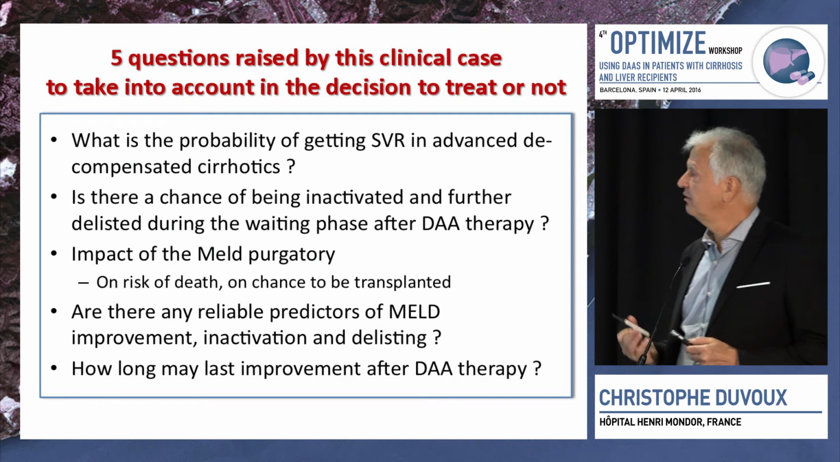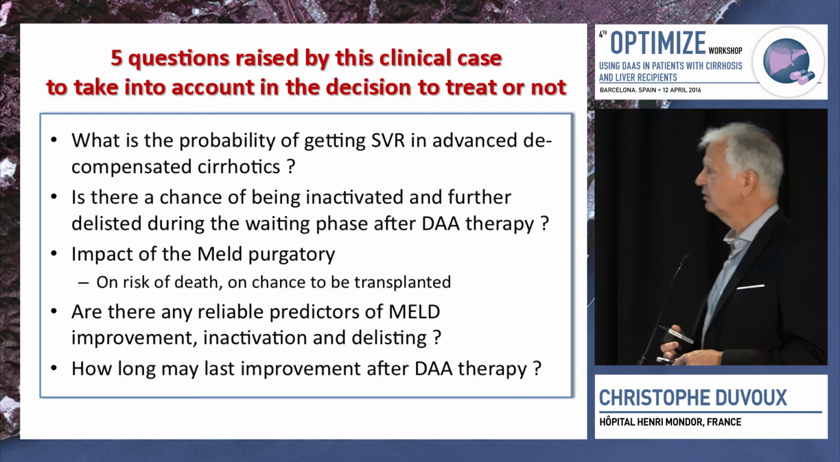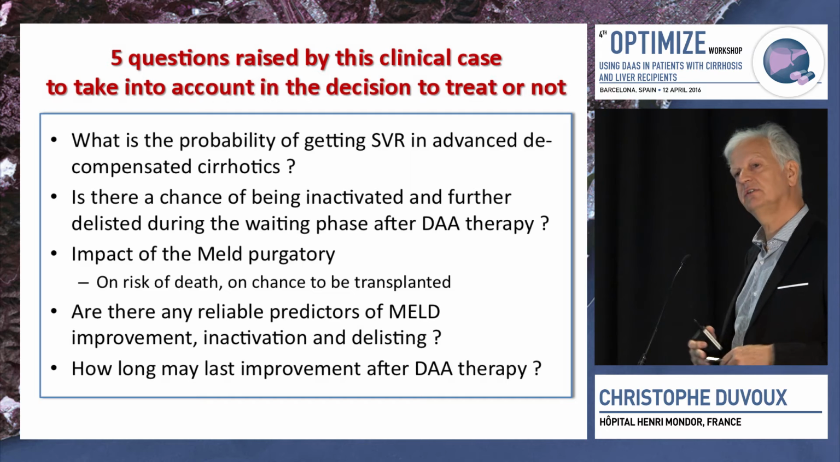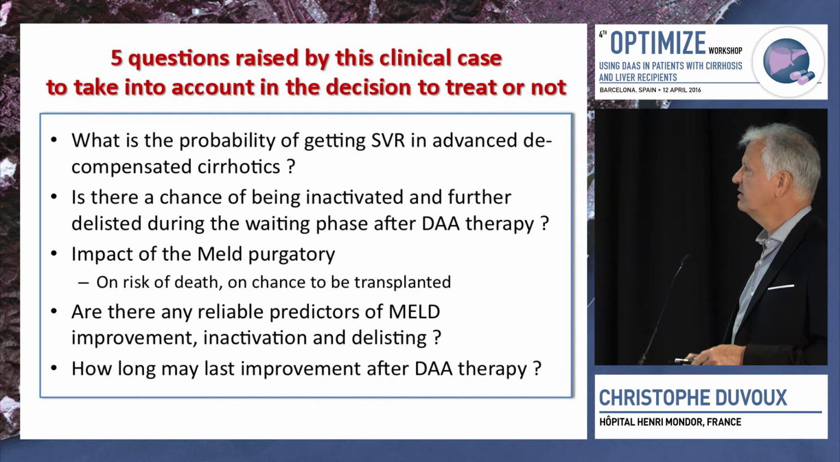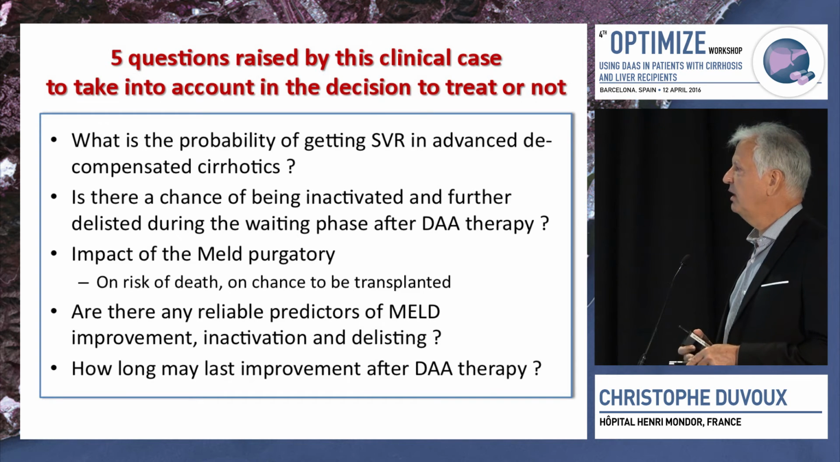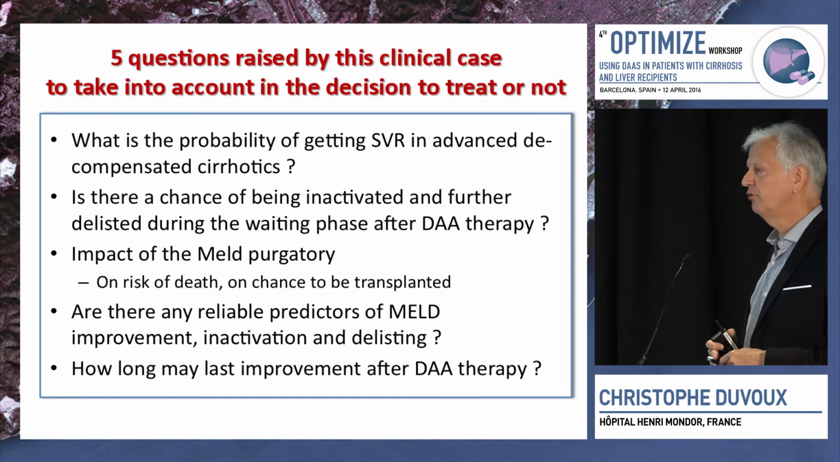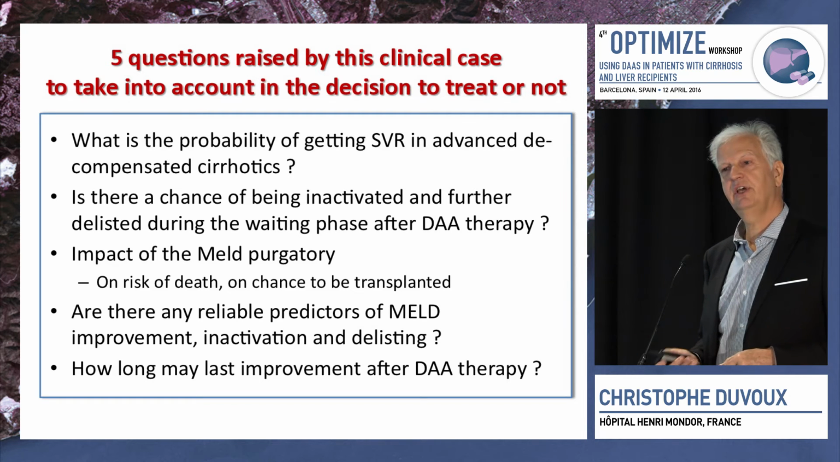So in summary, 5 questions are raised by this clinical case to take into account in the decision to treat or not. What's the chance of getting SVR in advanced decompensated cirrhotics? This was discussed in depth by the previous speakers. Is there a chance of being inactivated and further delisted during the waiting phase after DAA therapy? Impact of the MELD purgatory and risk of death or chance to be transplanted, as discussed this morning. Are there any reliable predictors of MELD improvement, inactivation or delisting? And how long may improvement last after DAA therapy?